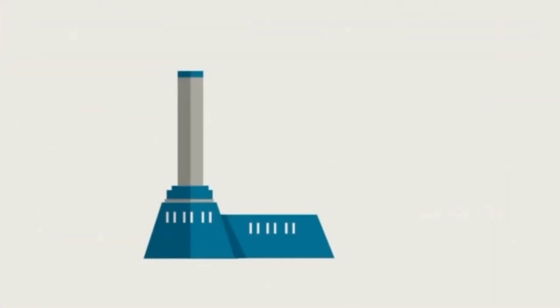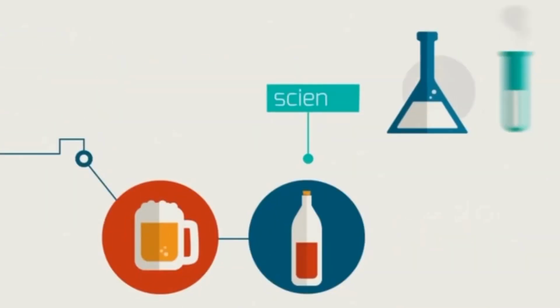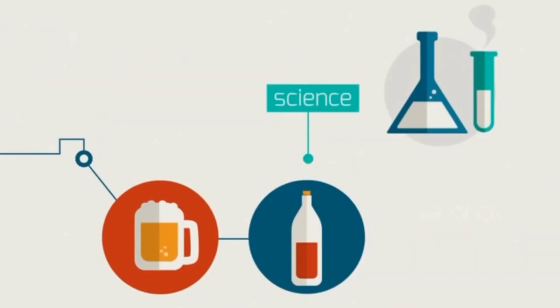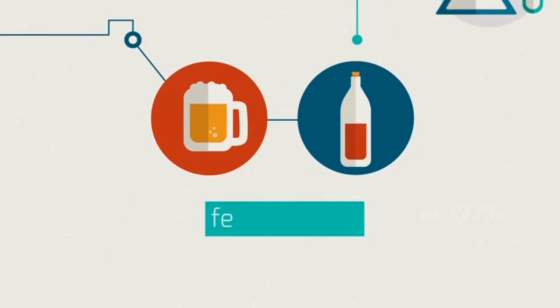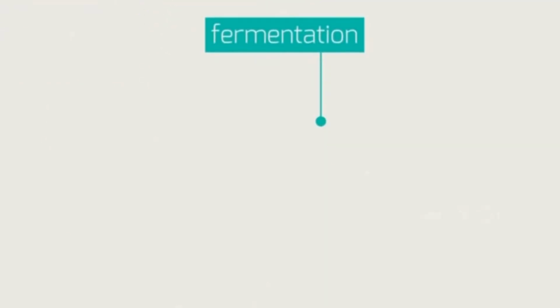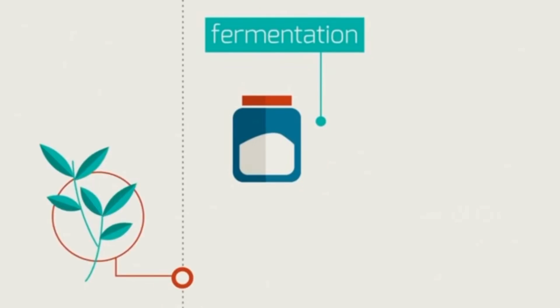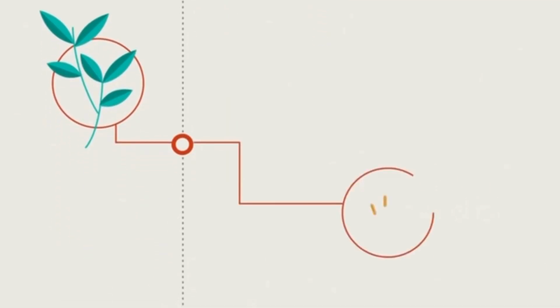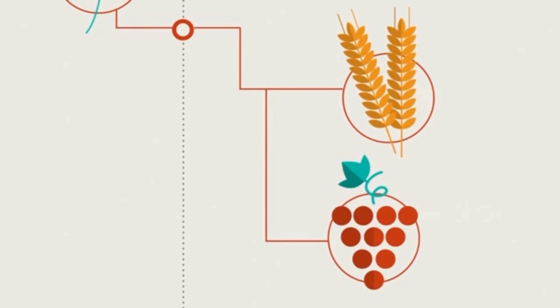The alcoholic drinks industry is huge, and making beer or wine requires science. The process for making alcoholic drinks is called fermentation. The reactant in fermentation is sugar. It comes from natural plant extracts, barley in beer making, and grapes in wine making.